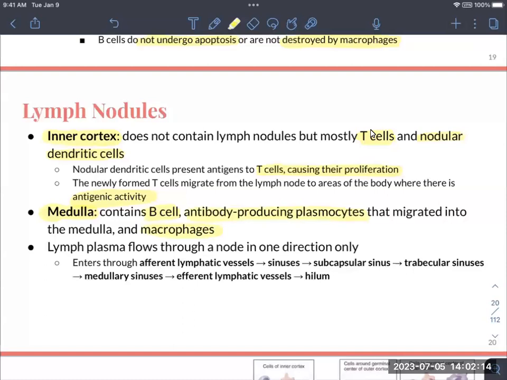When lymph flows through a lymph nodule, it can only come in one way and out one way. Afferent is in, efferent is out. So those afferent lymphatic vessels are transferring that fluid into the lymph node. They're going to go through sinuses: subcapsular sinuses, trabecular sinuses, medullary sinuses, then efferent lymphatic vessels. So they're leaving now. They exit out the hilum.